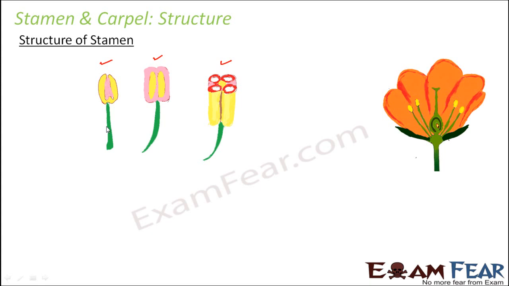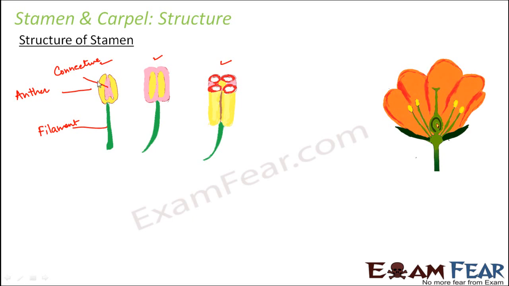So let us see what that is. This is the filament, this is the anther, and this pink colored structure is the connective. So these are the three parts of a stamen. What is the filament? Filament is nothing but the stalk which bears the anthers. So this filament or the stalk bears the anthers at its top.